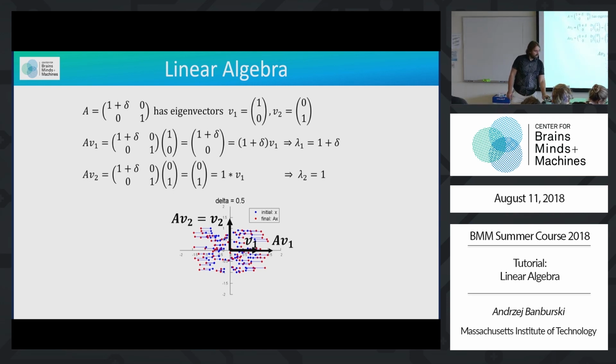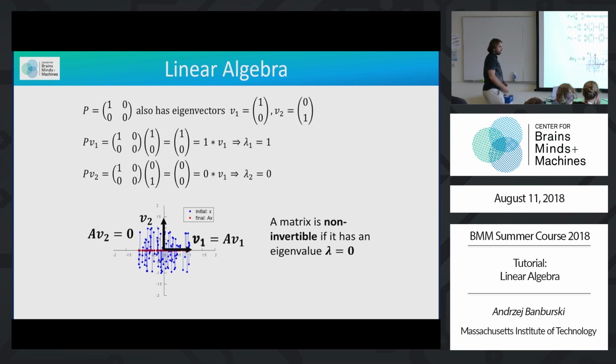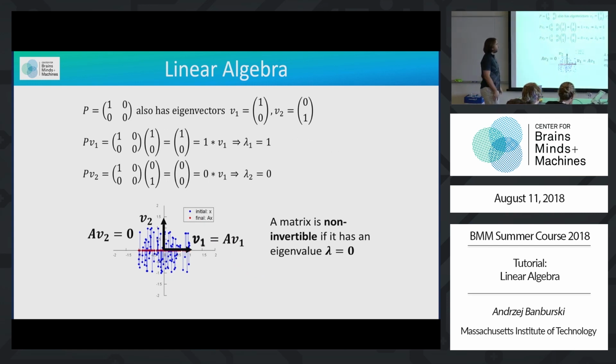Similarly, we can look at this non-invertible matrix. It also has eigenvalues and eigenvectors, and they're exactly the same set of eigenvectors. The difference is that the eigenvalue for this one is 1, so the direction doesn't get changed. But for that one, the eigenvalue is 0, so it just rescales that direction down to a point.